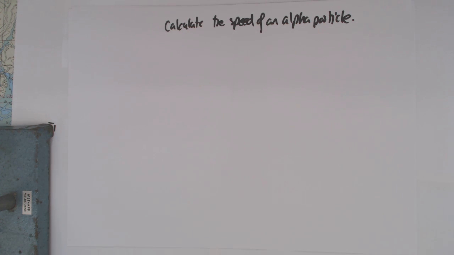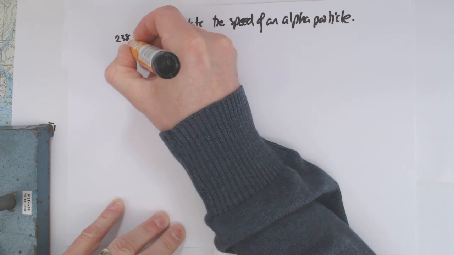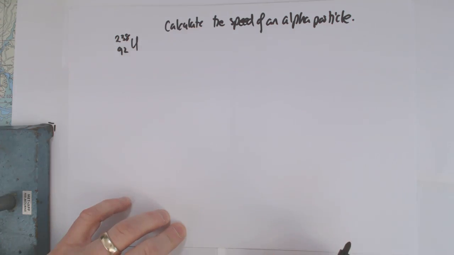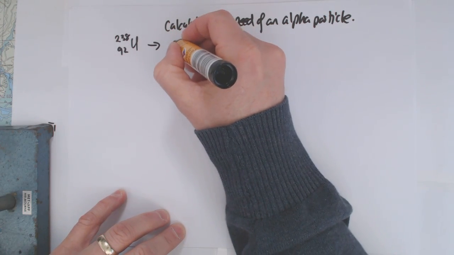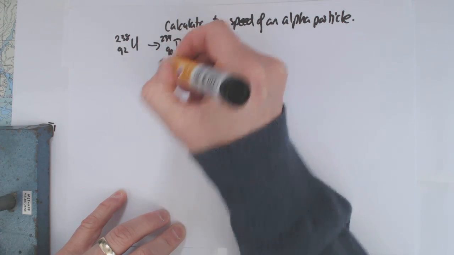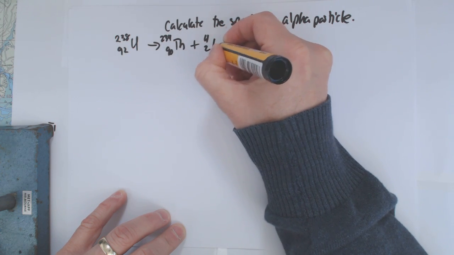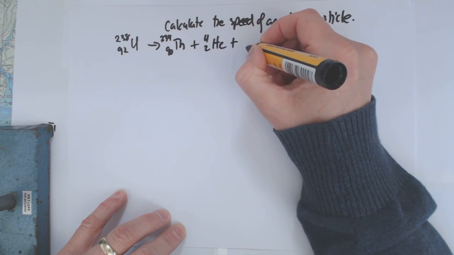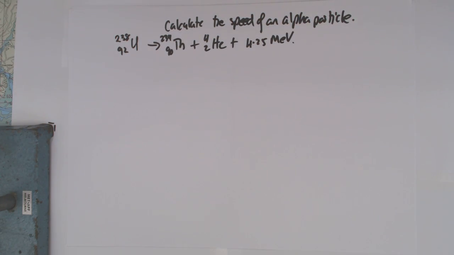What I want to do here is this question that has come up, which is: calculate the speed of an alpha particle. Let's just look at the alpha decay reaction for a start. We've got a fairly common one where uranium-238 breaks down to give you thorium-234 with atomic number 90, plus your alpha particle, plus we get our energy, which is 4.25 mega electron volts. This is not the only speed for an alpha particle.